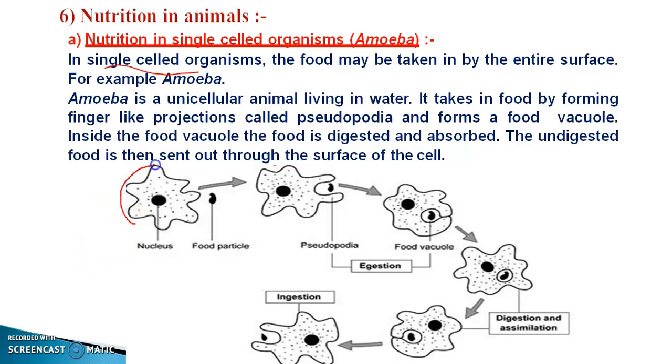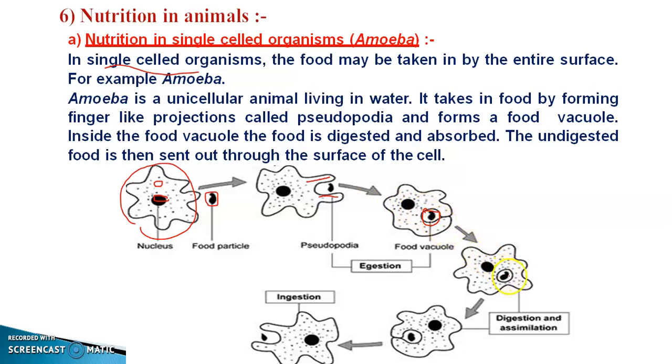So this is the cell of amoeba, and inside the cell, this is the nucleus. Here is the cytoplasm fluid. Now outside its body, this is a food particle. When this food particle comes close to its body surface, the cell projects finger-like projections known as pseudopodia. The pseudopodia are also known as the false feet of amoeba. By the help of these pseudopodia, amoeba grabs this food material, right?